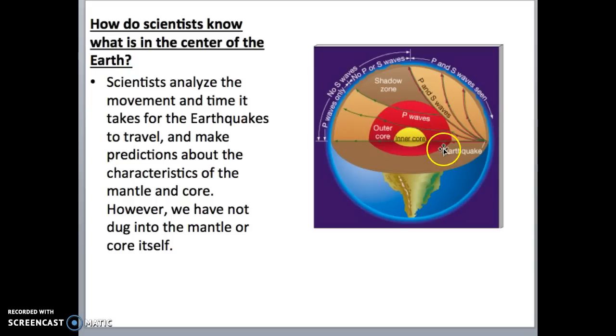So they study earthquake waves, and they study the time it takes for certain waves to travel through different distances in the Earth. That actually tells scientists more about what this layer is made out of and what its consistency might be. But we're not 100% sure because we've never dug all the way into the core.